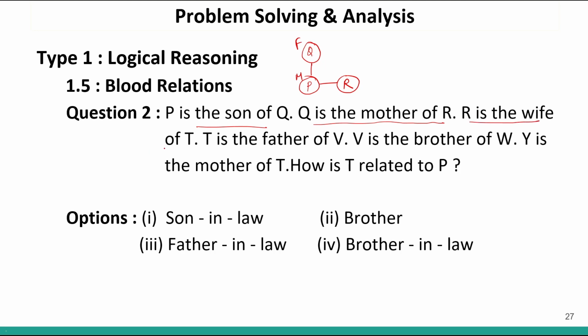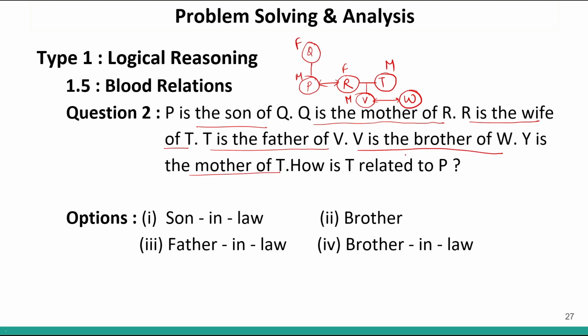R is the wife of T. So now we know that R is female. These are siblings. And R has a husband named T, who's a male. T is the father of V. So now R and T have child V. Now we do not know the gender yet. Now V is the brother of W. So now we know that V is a male and he is the brother of W. W's gender we don't know yet. Okay, so we are drawing 3 generations.